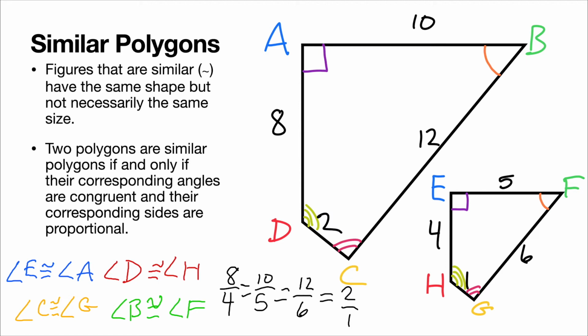So we could say, in this case, ABCD is similar to EFGH. It is very important that we put it in the exact same order, or else it is not a correct similarity statement. So ABCD would not be similar to EHGF.